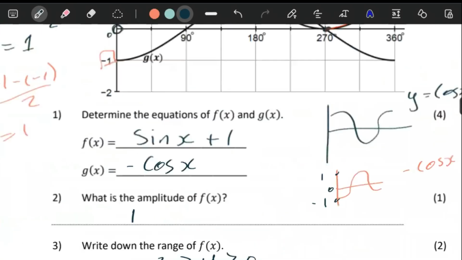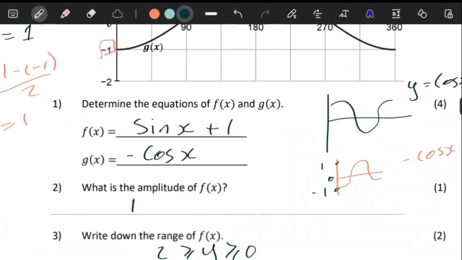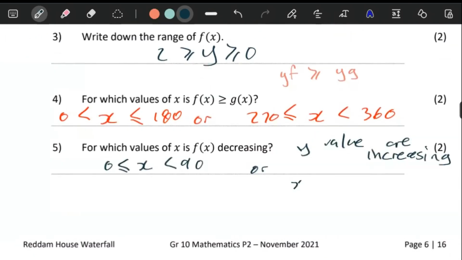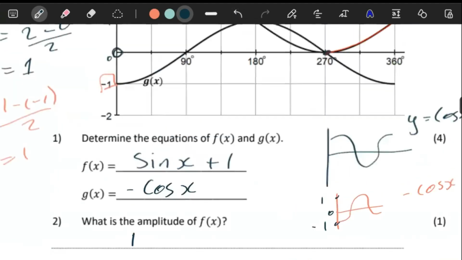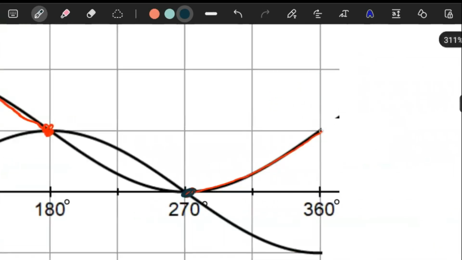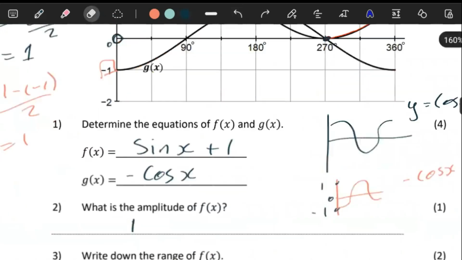The other part where it's increasing is between 270 and 360. So you have to say here x values have to be bigger than 270, but they have to be smaller or equal to 360. Smaller or equal to, because specifically at 360, it is increasing, because if you carry on, it would look like that, you see. So let's keep moving forward.